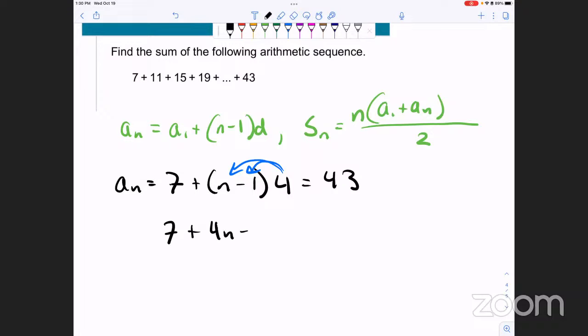Plus 4n minus 4 equals 43. Okay, combine like terms. That is what? 7 minus 4 is 3. So then on the right-hand side, you get 40. On the left, you got 4n. So then n is 10. Okay. So when n is 10, the output should be 43.